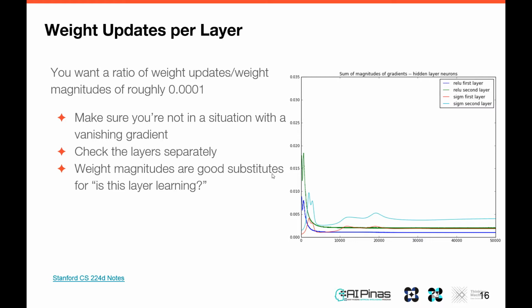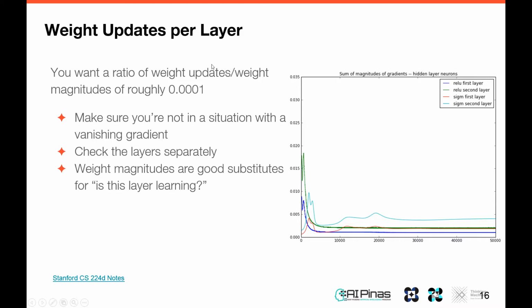So you want a ratio of weight updates to weight magnitudes of roughly 0.001. If you want to look at the rationale behind this, we've linked the notes from Stanford CS 224D where they go over it in much more detail. But this rule of thumb basically holds true.